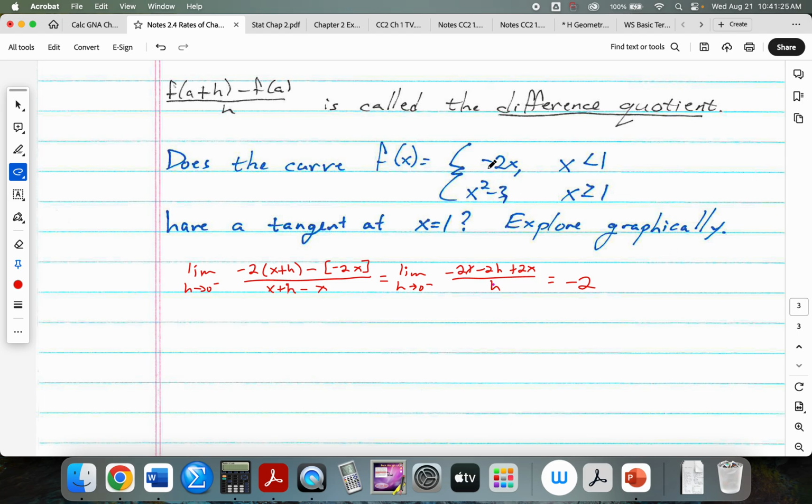Which makes sense. This is a linear graph, right? What is its slope? Negative 2. Oh, okay. The slope of the curve is negative 2. Let's look at the other side.